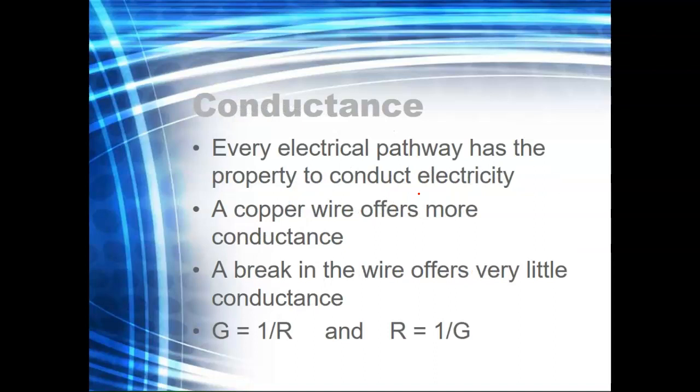So with conductance, every pathway has an ability to conduct electricity. So conductance and resistance tend to go hand in hand. This is something you might want to write down in your notes: conductance, which is represented by the letter G, is equal to the inverse of resistance, which is R, and resistance is equal to the inverse of conductance. Does that make sense to everybody?